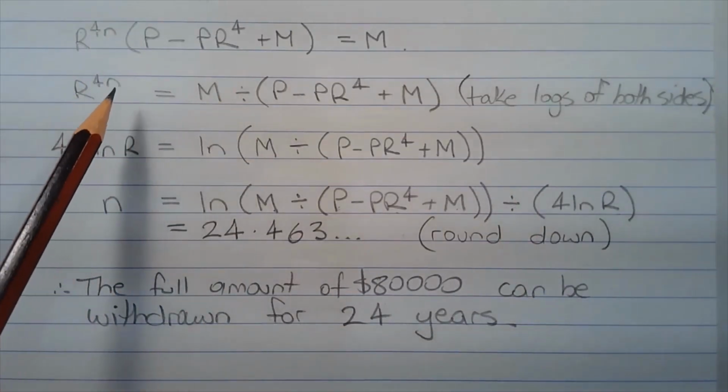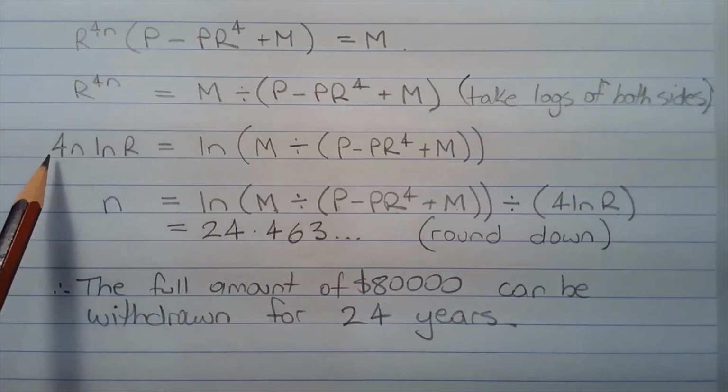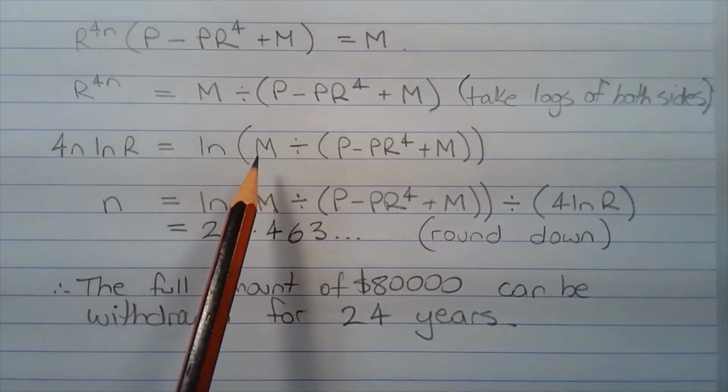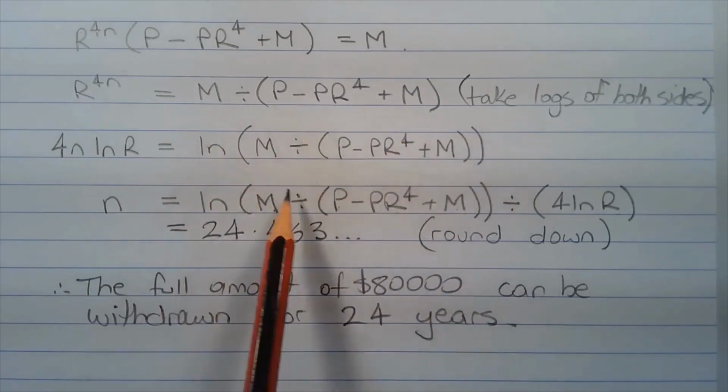And by doing that, we can use one of the log laws. This 4n will come out to the front since it's an index. So we're going to have 4n multiplied by ln of r is equal to ln of m divided by p minus pr to the power of 4 plus m. And just notice the use of the brackets there.